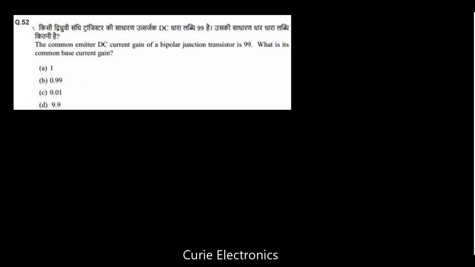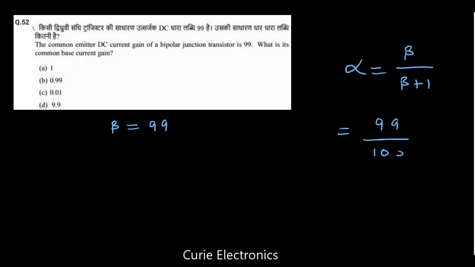Question number 52. The common emitter DC current gain of a bipolar junction transistor is 99. What is its common base current gain? So beta is what he has given us? 99. We have to find alpha. What is the equation for alpha? Alpha should always be a low value. So beta upon beta plus 1. Beta is 99, so 99 plus 1 is 100. So it is equal to 0.99. Option B is the right answer.